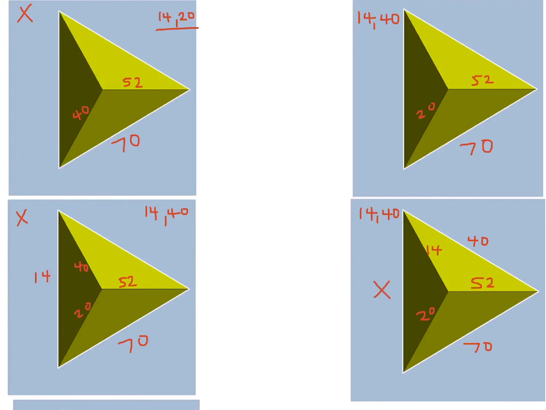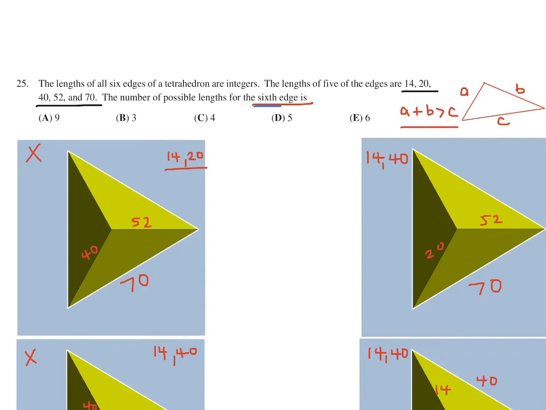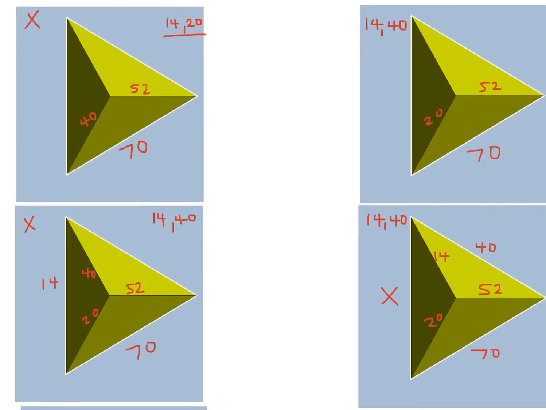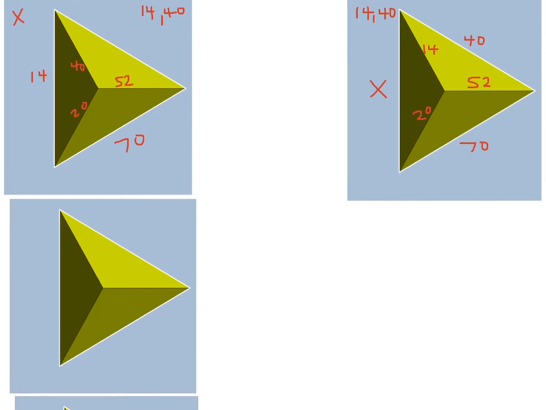So that means x, that sixth side, the sixth edge that they want us to figure out, must be here, where I placed it. All right? Now, we actually have two scenarios. This is definitely one scenario, but there's another scenario. This is the first scenario: x, 14, 40, 52, 20, and 70.